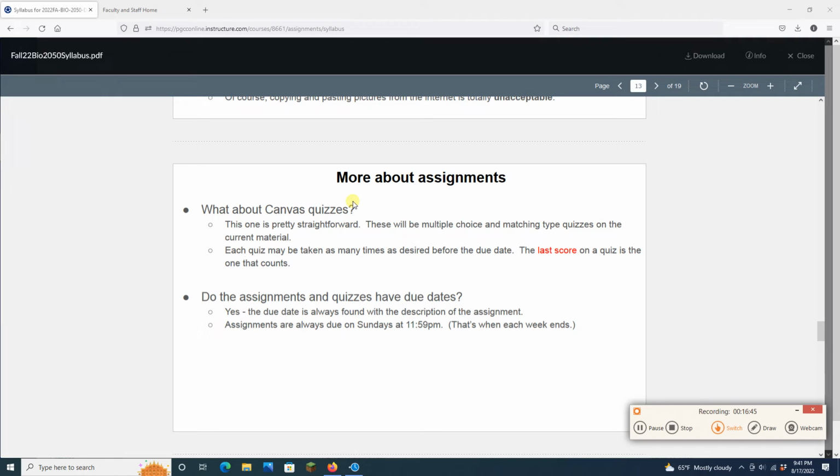Almost always your assignments, so your quizzes and your drawing stuff, are due at the end of each week. Now, the way this class works is the weeks always start on Monday and end on Sunday. So stuff will be due at 11:59 p.m. on Sundays. That's generally the way we do it.